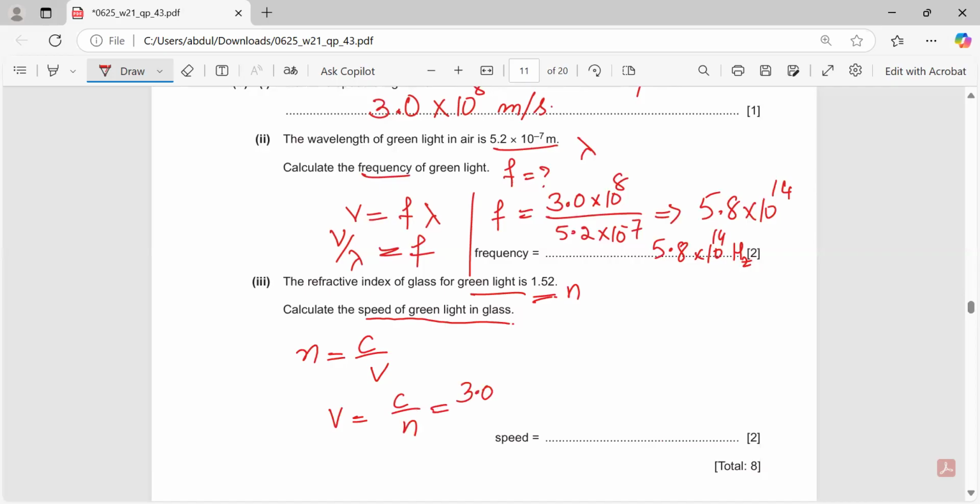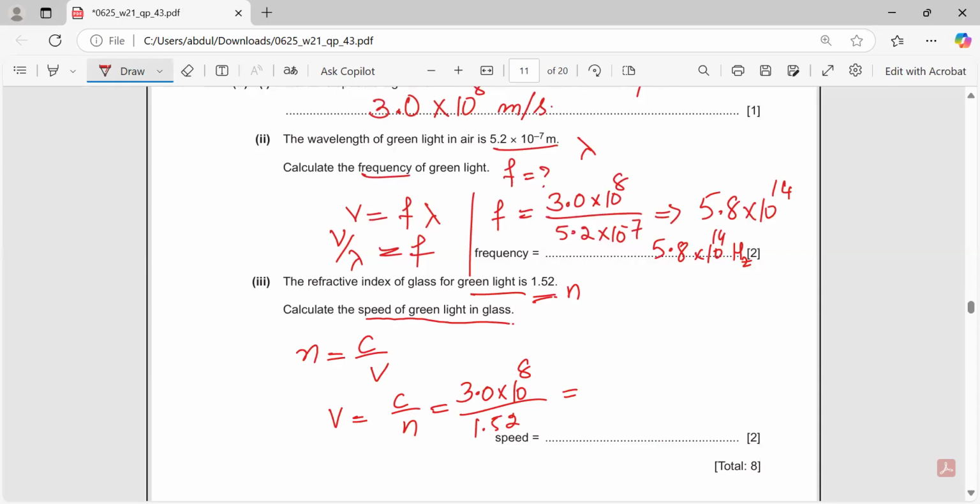So 3.0 times 10 raised to power 8 over 1.52. And the answer is approximately 1.97 times 10 raised to power 8. So we can round it off to 2.0 times 10 raised to power 8. But don't forget to write the unit, which is meters per second.